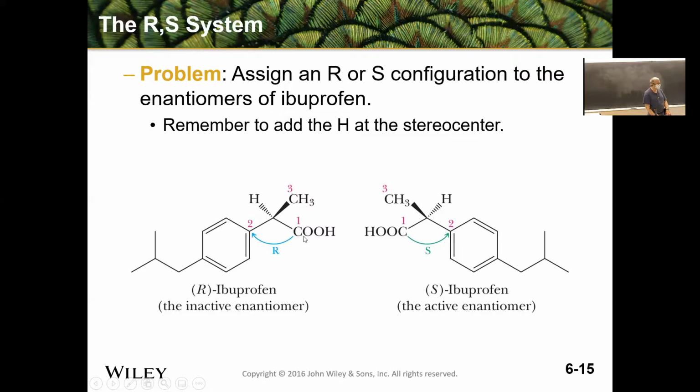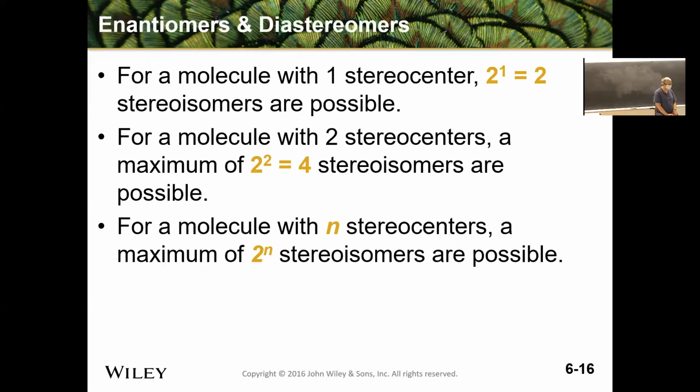And then to draw the enantiomer, all we have to do is switch 2 groups. So they've switched the carboxylic acid and the benzene ring. This is the S. So S is always the more active one? No. For ibuprofen it is. Yeah, it depends on the compound.